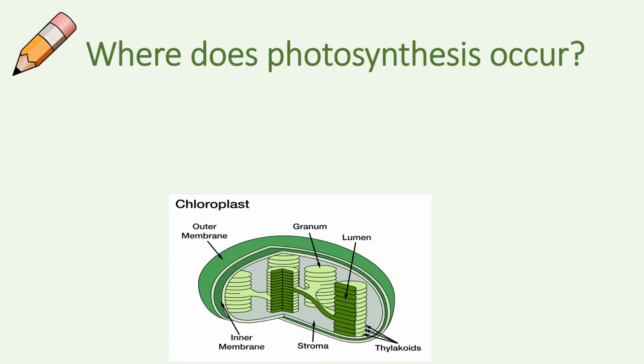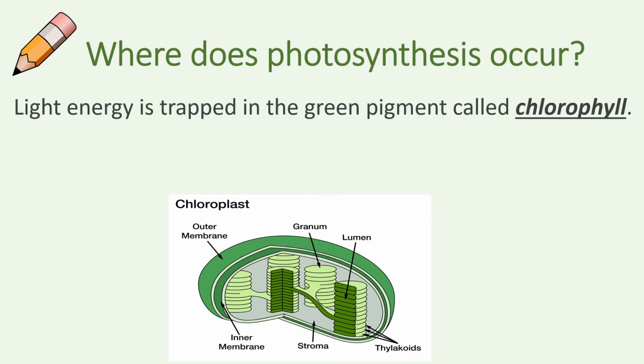So we know that photosynthesis occurs in the leaf, and it primarily occurs in the palisade mesophyll layer, and it also occurs in the spongy mesophyll layer. But what organelle does it actually occur in? Pause the video and try to write down exactly what organelle it occurs in before I go over the answer.